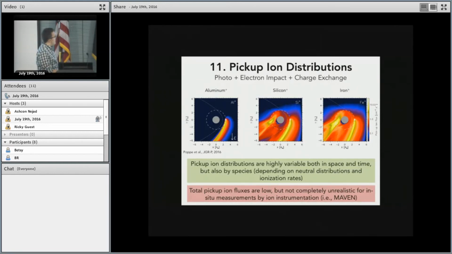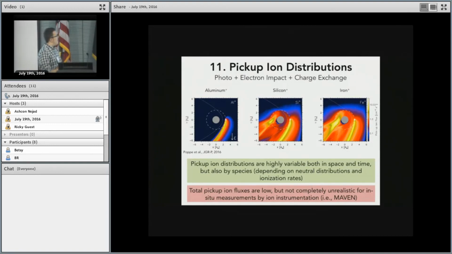Mars is in the center, and the dashed line is Phobos' orbit. Phobos, in these simulations, I put at noon. And you can see the color denotes the amount of pickup ion flux. Aluminum, again, since it only has this small neutral cloud, really only produces a single little beam of pickup ions, but silicon and iron, which have a much broader neutral distribution, have this much broader pickup ion distribution as a result. The flux is in the tens to maybe 50.